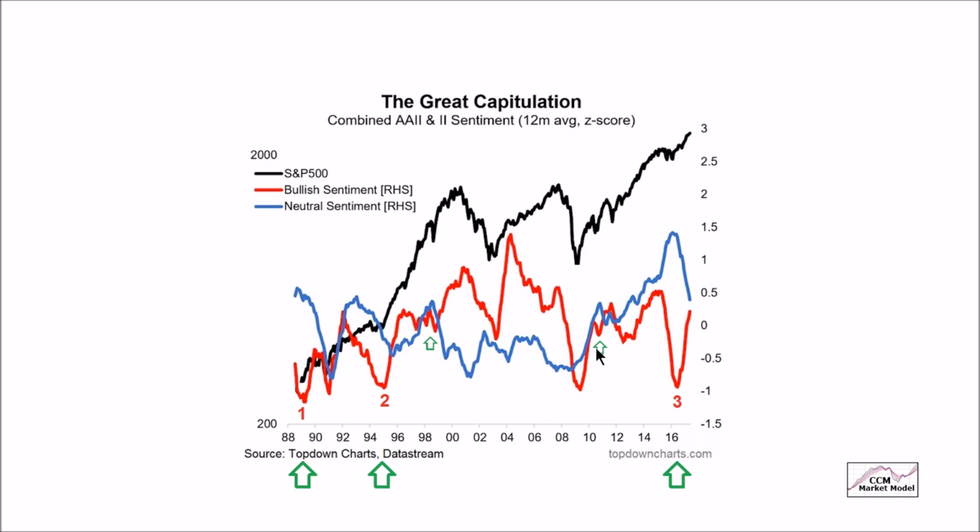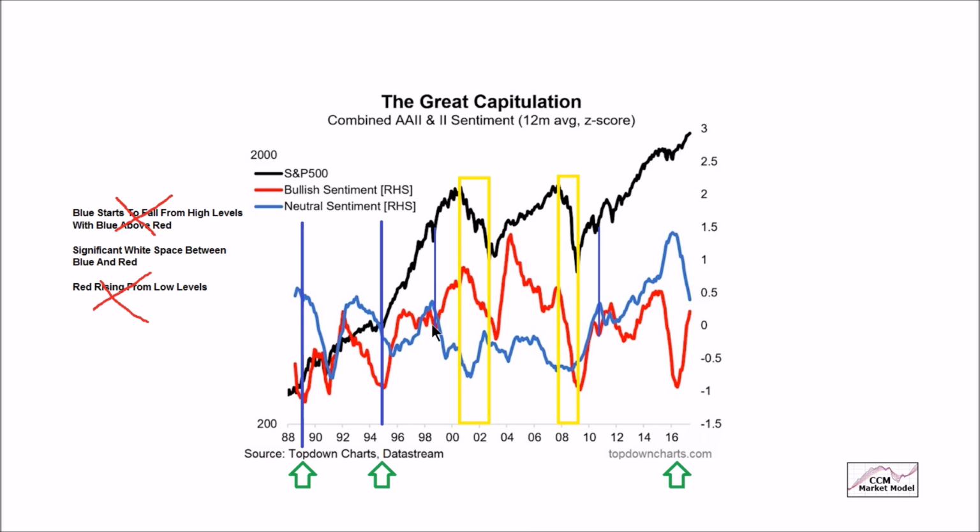What happened in these two instances? Was it bullish or bearish? The answer is in all four instances, good things happened for a long period of time after this point here when red started to rise.